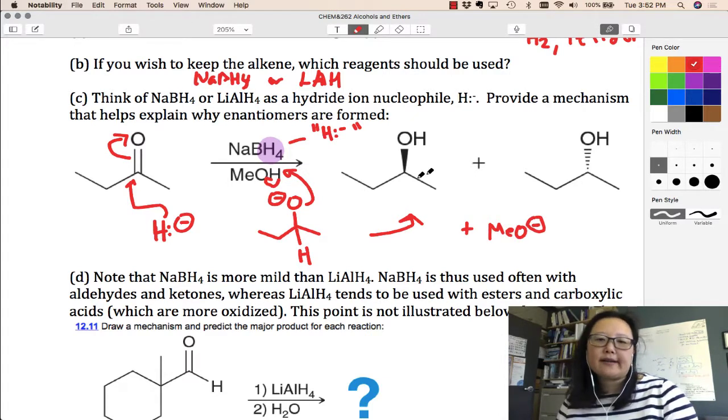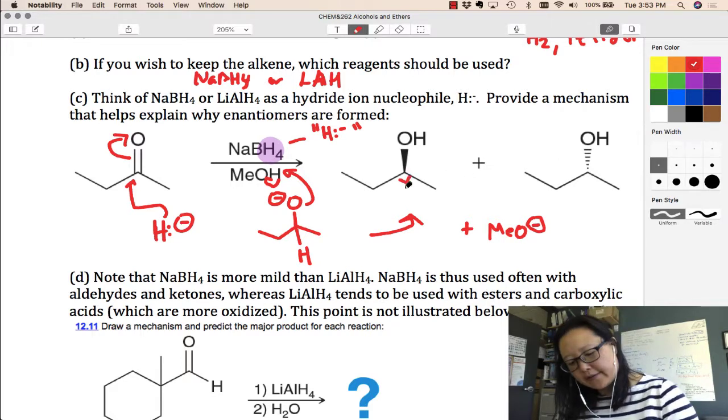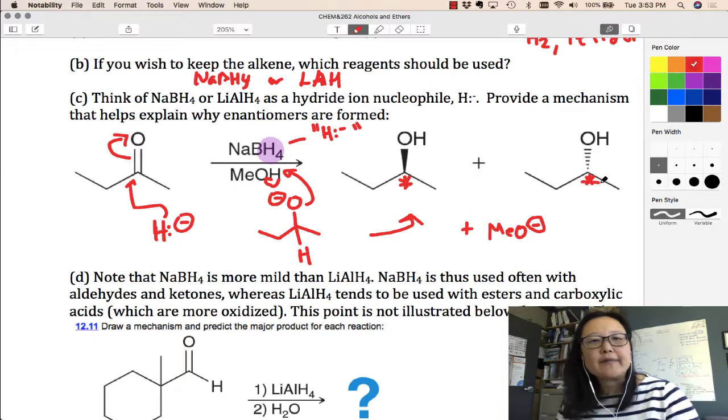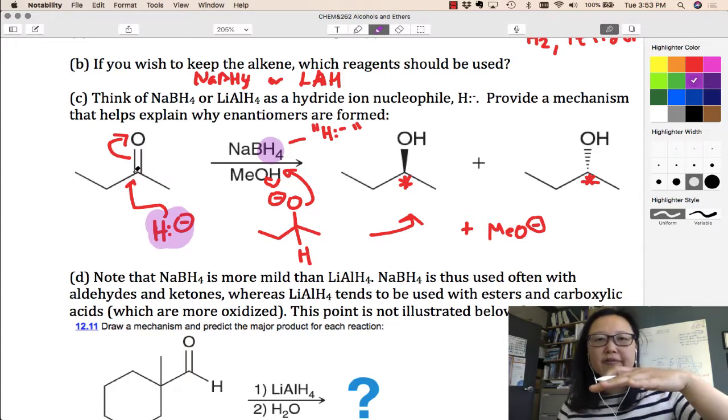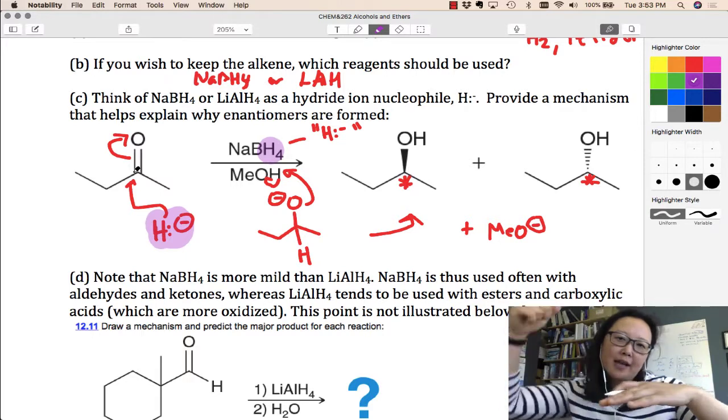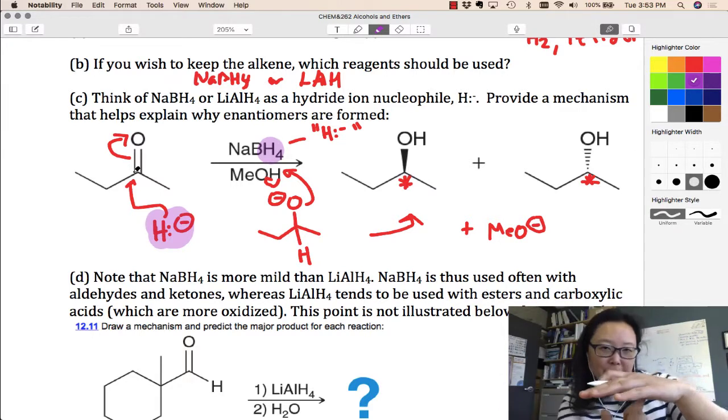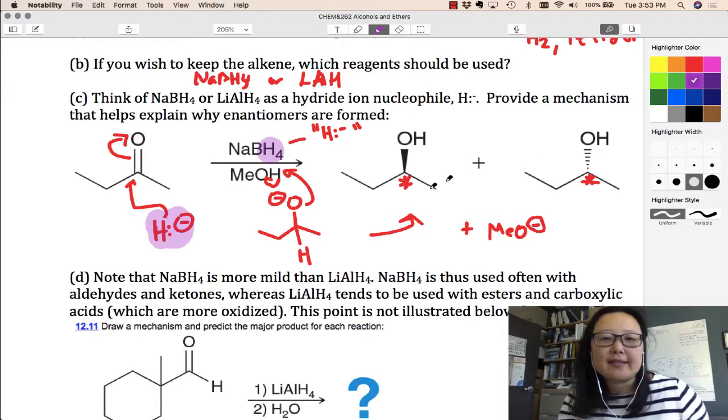Now notice the stereochemistry is to get the enantiomers because this is chiral here. So where does that come from? Well, if you look at the attack in the first step, this hydride is attacking a planar carbonyl group. Carbonyl groups are flat. So the hydride can come in from the top or it can come in from the bottom. So that's where you get these two different stereoisomers.